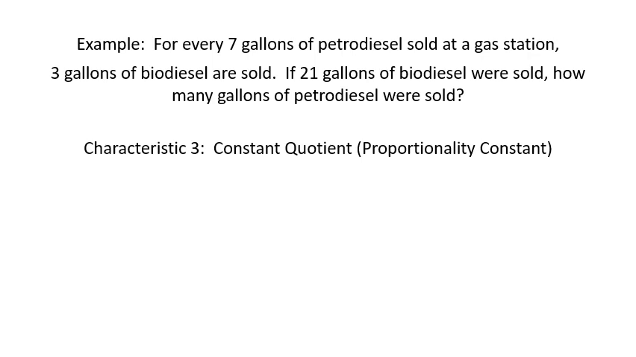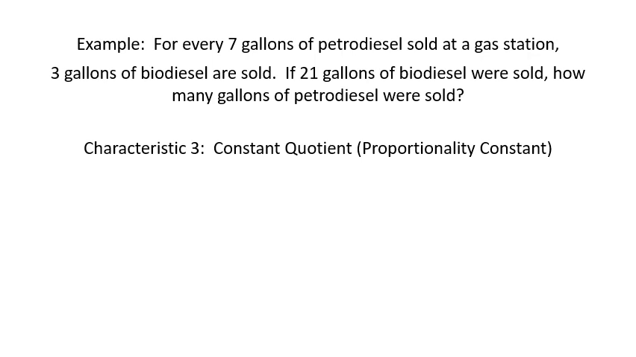Characteristic three, and I tried to go in order of sort of difficulty and sophistication here. The first one was that they move in the same direction. The second one is that they form a certain picture. The third one is a very abstract and very symbolic relationship, and that is that this ratio forms a constant quotient. And we'll sometimes hear this referred to as a proportionality constant.